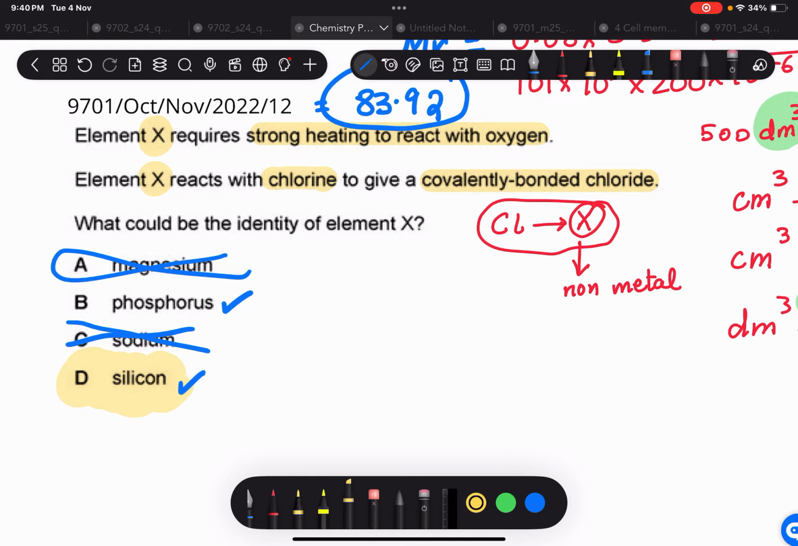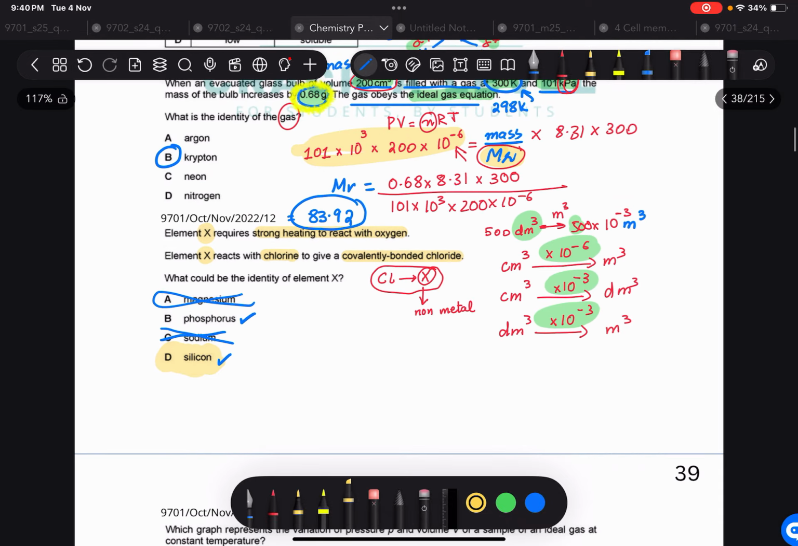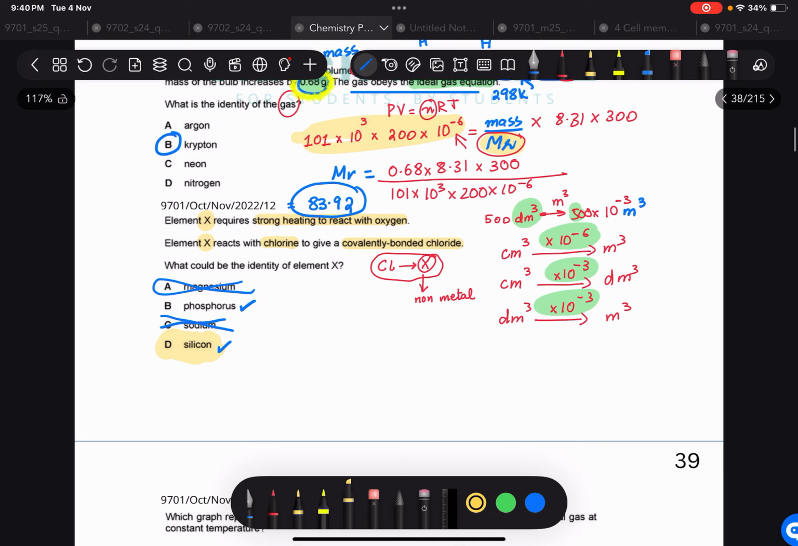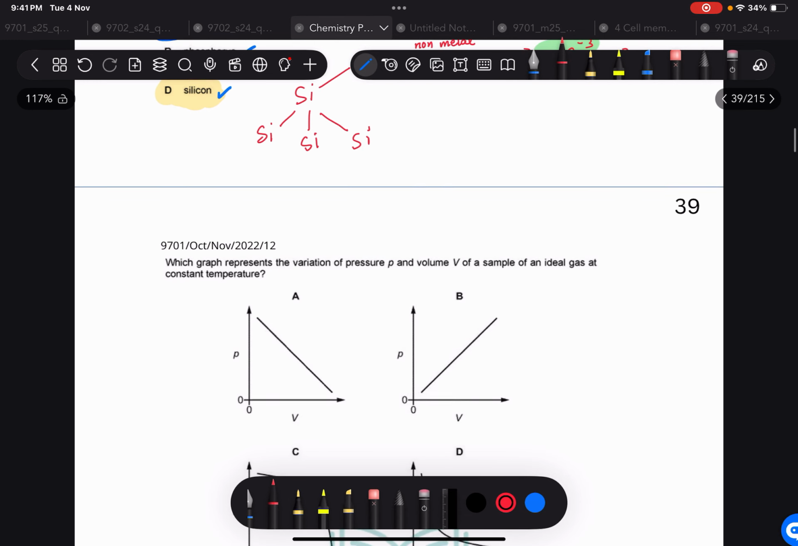I hope you get what I tried to say. Phosphorus will react instantly with oxygen, but silicon wouldn't, because a giant covalent structure is very unreactive. This is silicon, a giant spread-out covalent structure that you can't even imagine. That's how long it is.